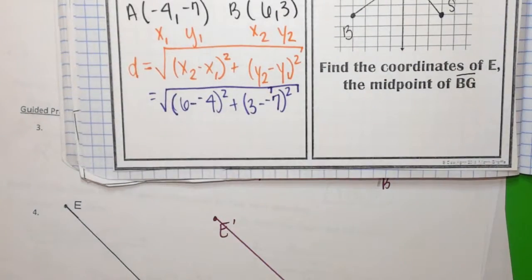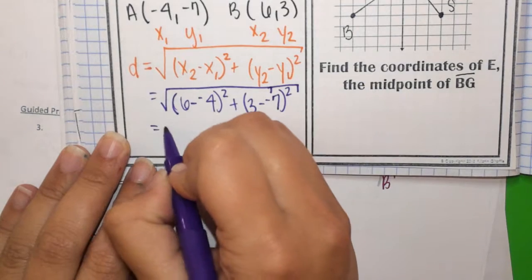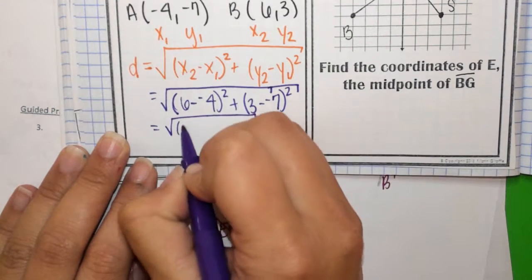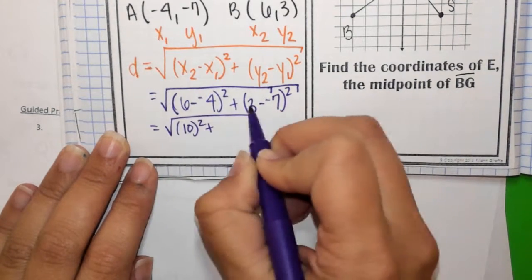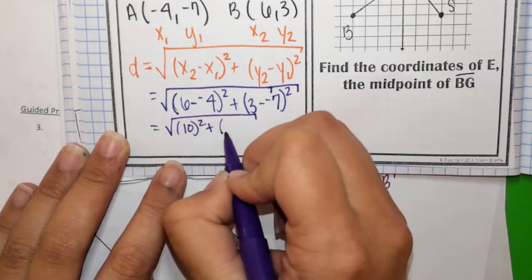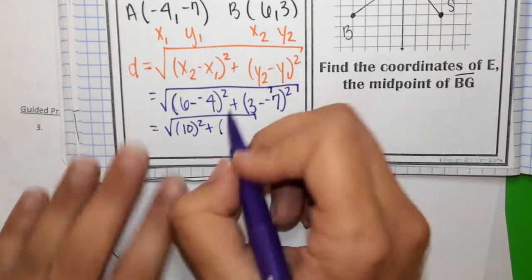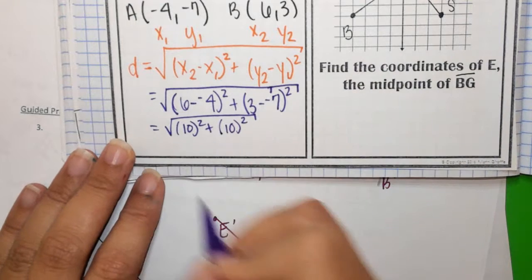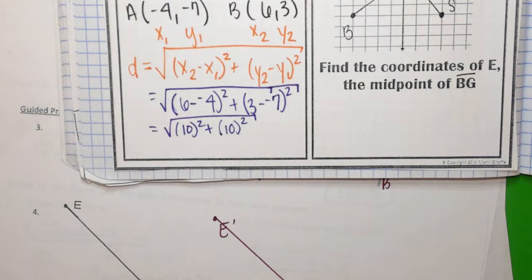Alright, what's 6 minus negative 4? What is 3 minus negative 7? Does everybody see where we got the 10s from? Yes. Do we need to pause for a minute? Does anybody want me to walk back through it to get us to this point?